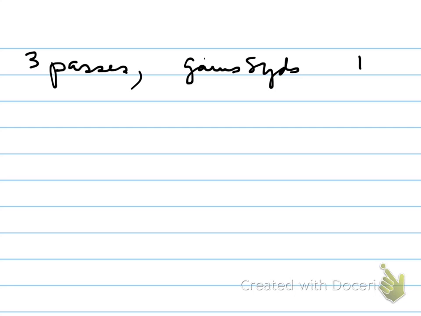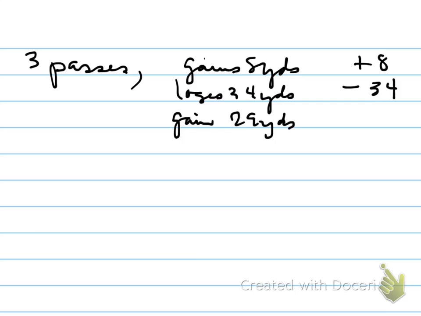What if it says, on 3 passes, a football team gains 8 yards. So that's a what? Plus 8. Okay. They lose 34 yards. So what's that? Negative 34. And then they gain 29 yards. Another positive. So, what do I need to do to find out their net yardage?